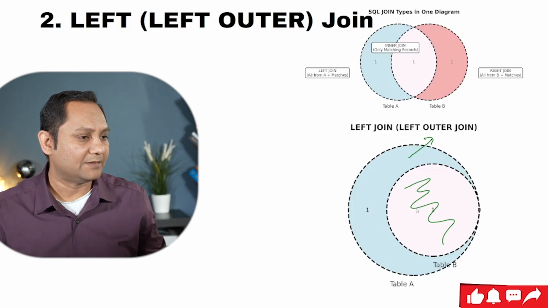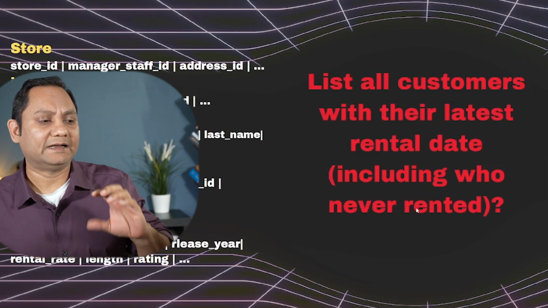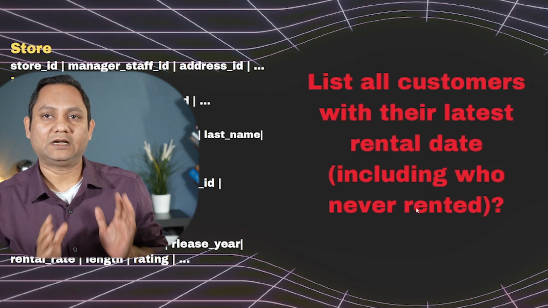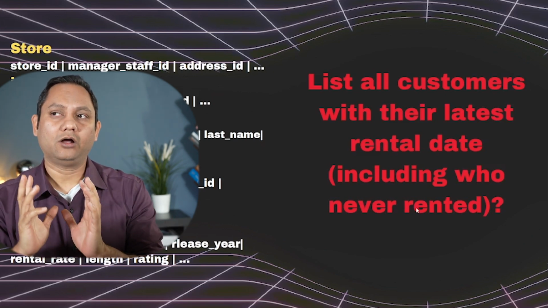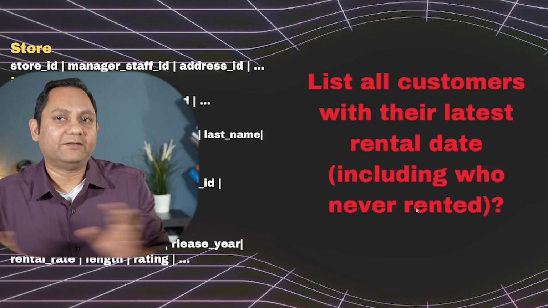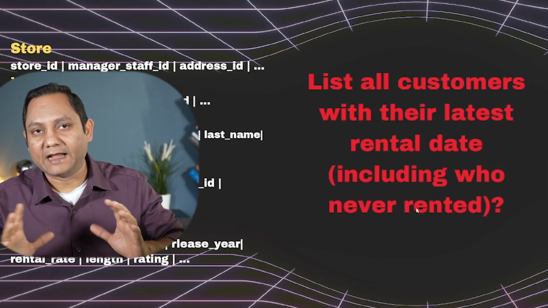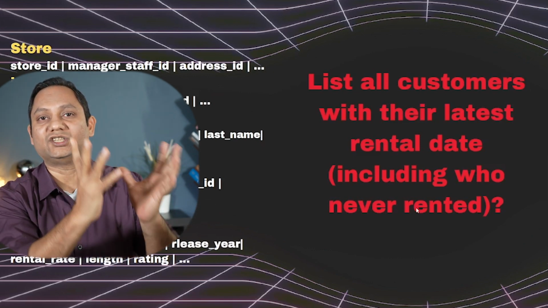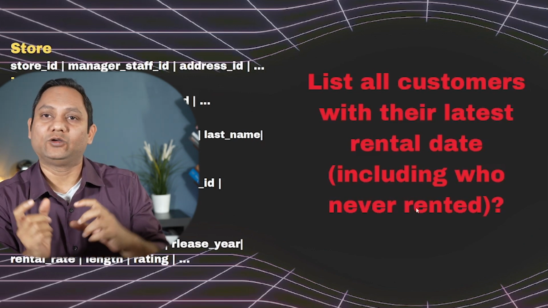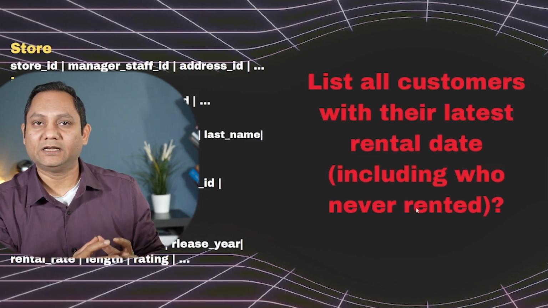For example, the question may be: find all the customers with their recent rental date, including those who never rented. So I want a list of all customers along with the most recent date of their rental, and if somebody has never rented, their recent date will be null. Now you can make sense, like I need information about all my customers and their rental activity. So obviously, which table do I have to keep on the left? The table where I need all the information. And which table do I need all the information from?